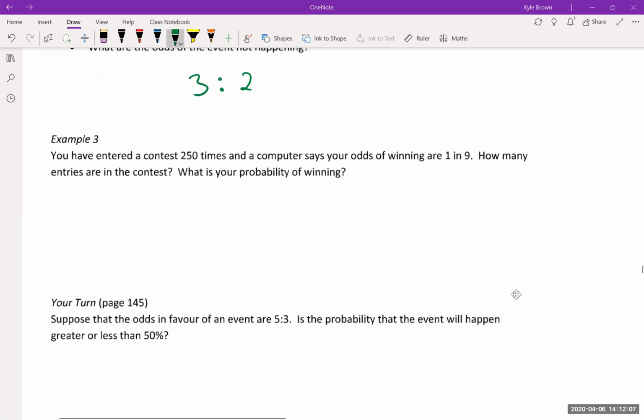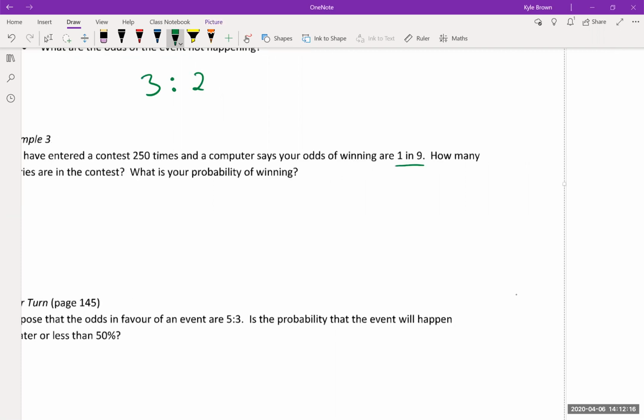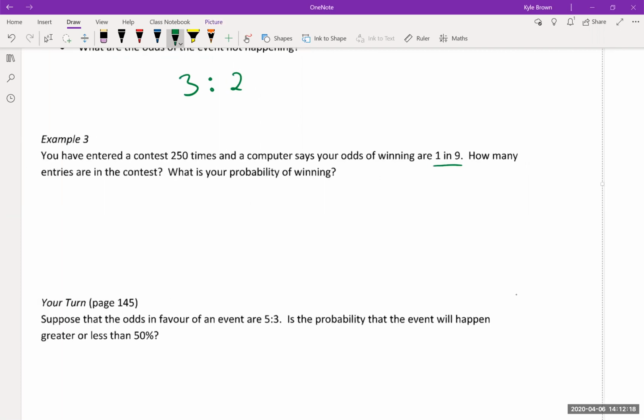All right, so you have answered the contest 250 times, and the computer says your odds of winning are 1 in 9. How many entries are in the contest, and then what's your probability of winning? All right, so first off, we've got our odds of winning. Here, let's write that down. Our odds of winning would be 1 in 9. So it's probably going to be a little easier actually to figure out the probability of winning first. We'll do this a little backwards. So probability of winning now. Well, this was my favorable, and this was just my unfavorable.